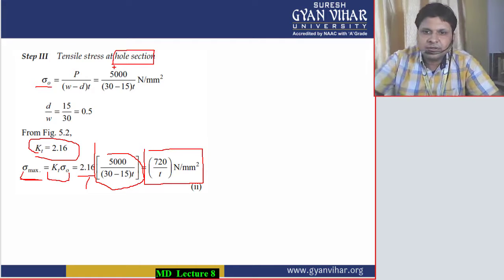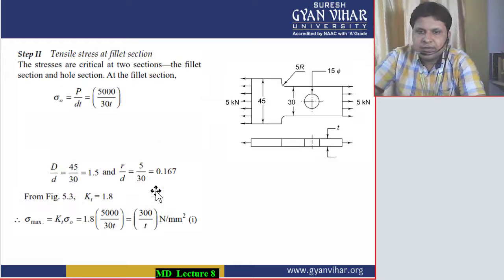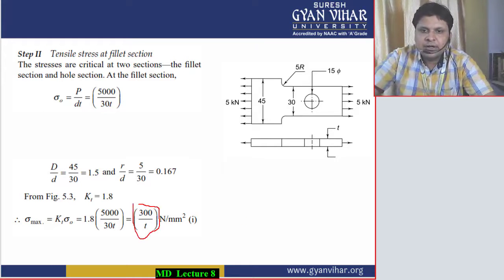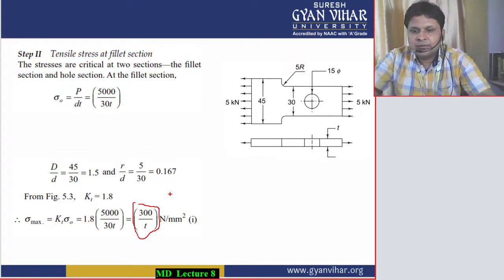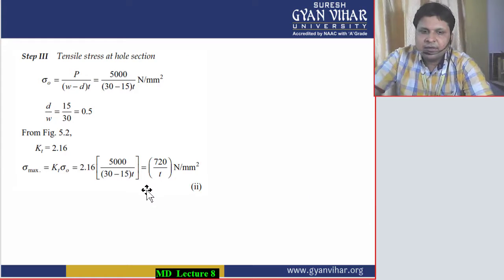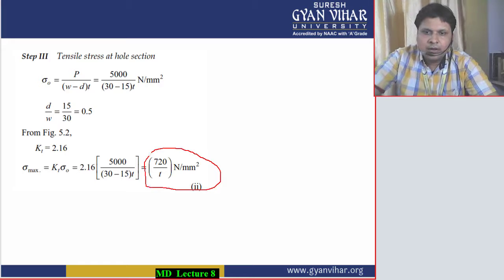In the hole section, the stress value is 720 by t, and in the fillet section, the value we have calculated was 300 by t. So 300 by t is at the fillet section, and at the hole section it is 720 by t. This means that the failure will occur first in this particular hole section. So we will take the maximum value of stress, and using this maximum value we will move further.